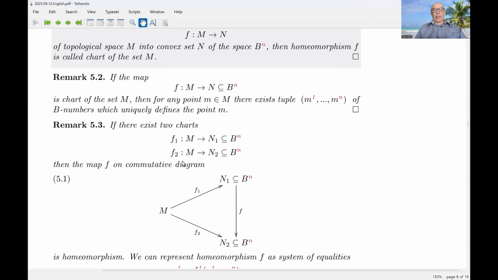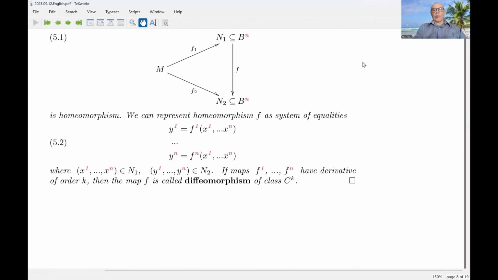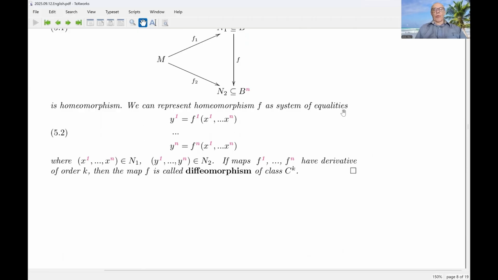Another remark: if there exist two charts F1 and F2, then the map F on commutative diagram 5.1 is a homeomorphism. We can represent homeomorphism F as a system of equalities 5.2, where x1, ..., xn belong to N1 and y1, ..., yn belong to N2. If maps f1, ..., fn have derivatives of order k, then the map F is called a diffeomorphism of class Ck.